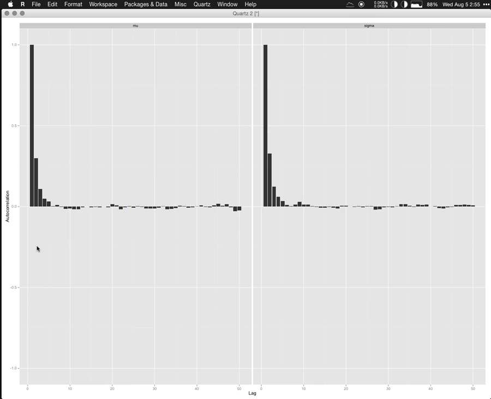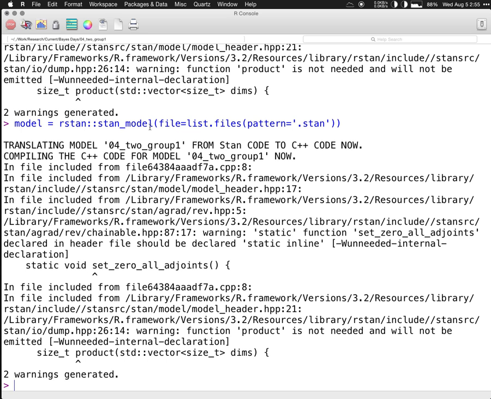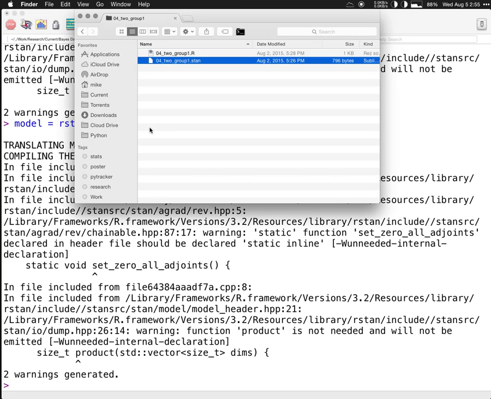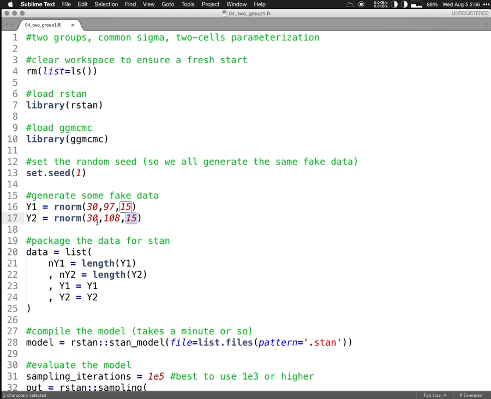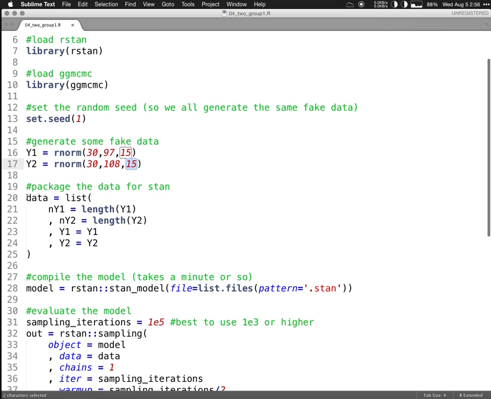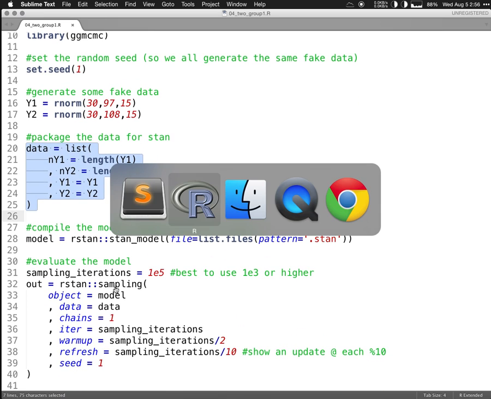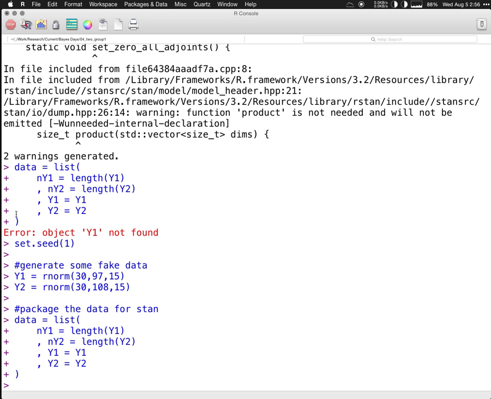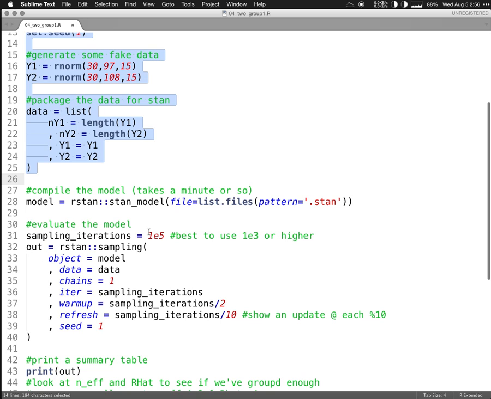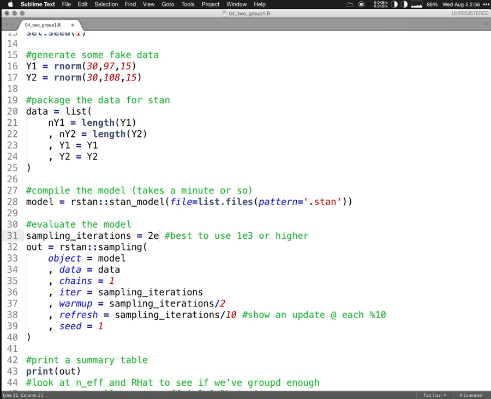So it compiled, and in theory we can go back to the R code. I think I need to run that. Double check it. No, I need to run all this. And now I'll go 2E, and I'll just do 2E4.